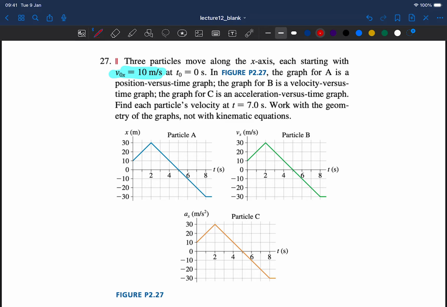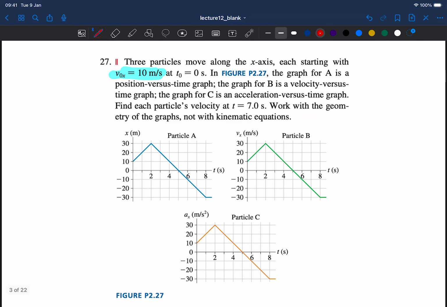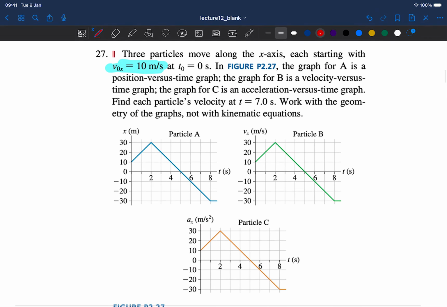Graph A is the position, graph B is the velocity, graph C is the acceleration. But for all 3 particles, we ask exactly the same question, which is find the velocity of the particle at t equal to 7 seconds. And it suggests that we should use the geometry of the graph, not the kinematics equations.